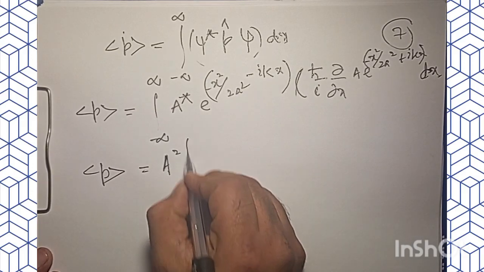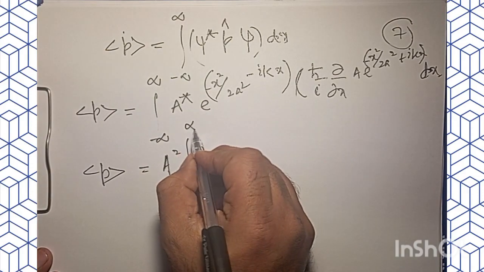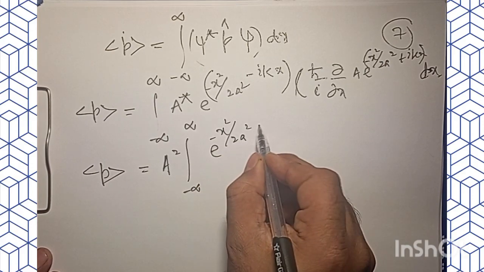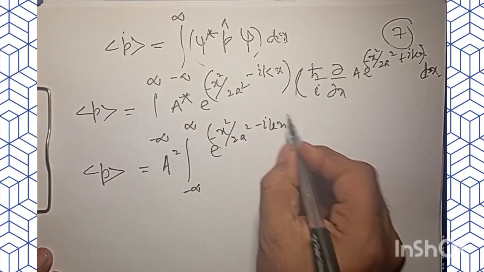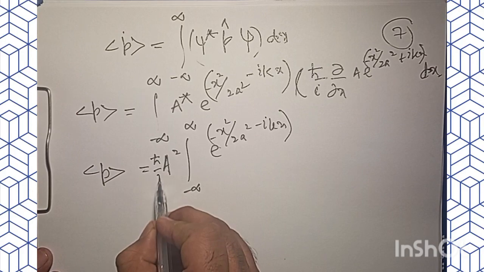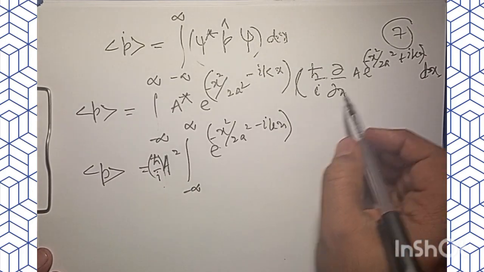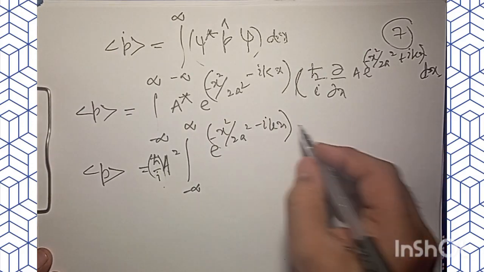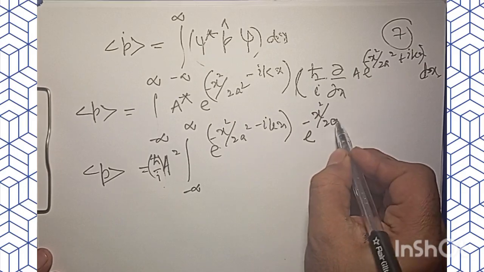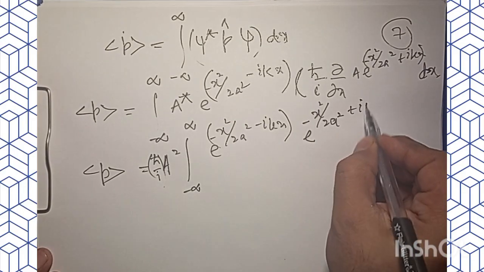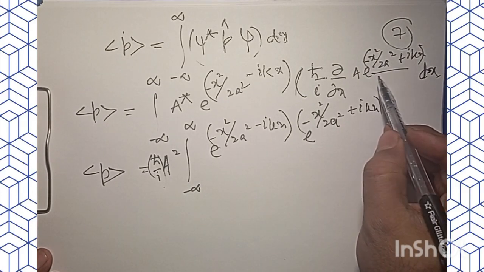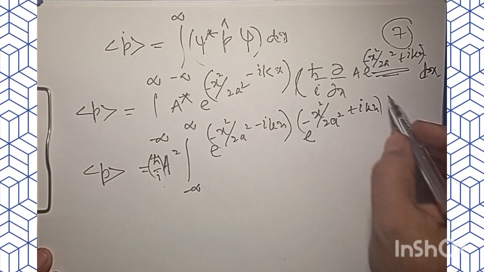And then I would like to keep things in the same order: e to the power of minus x square by 2a square minus iota kx. That's fine. Then this h cross by I, I would like to get it out. H cross by I is out. And the derivative of this exponential function will give me the same exponential function, e to the power of minus x square by 2a square plus iota kx. Okay, but I've got to find the internal derivative of the exponent that we have here.